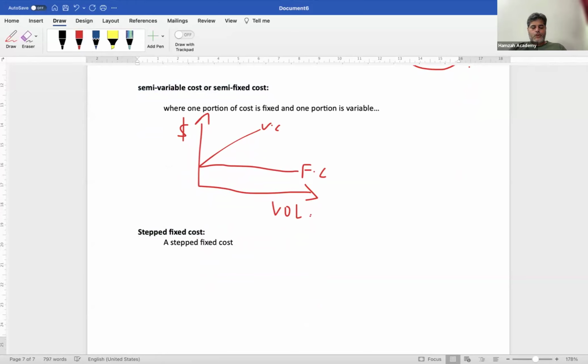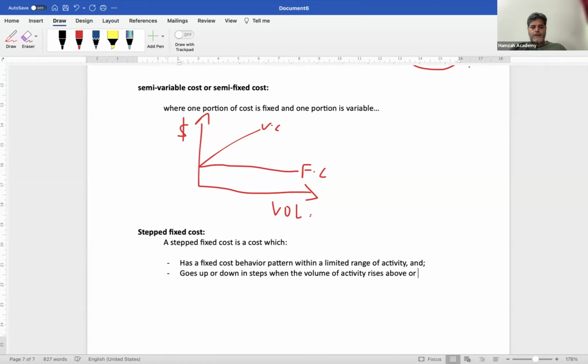Then we have another cost called stepped fixed cost. A stepped fixed cost is a cost which has a fixed cost behavior pattern within a limited range of activity and goes up or down in steps when the volume of activity rises above or falls below a certain level, right?